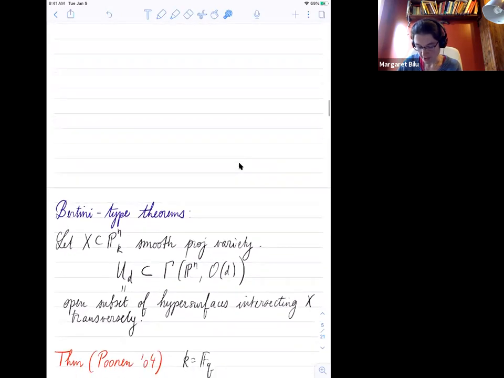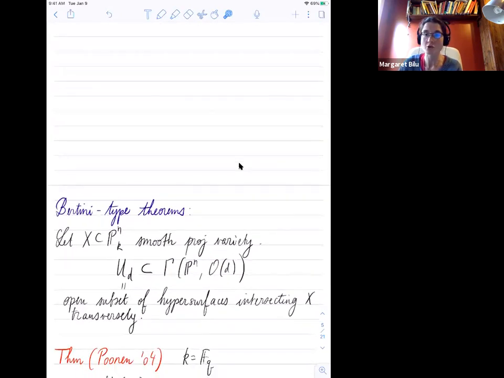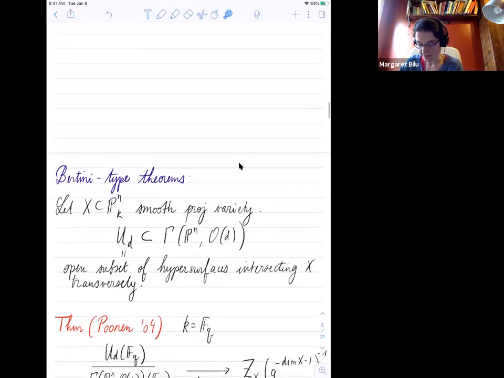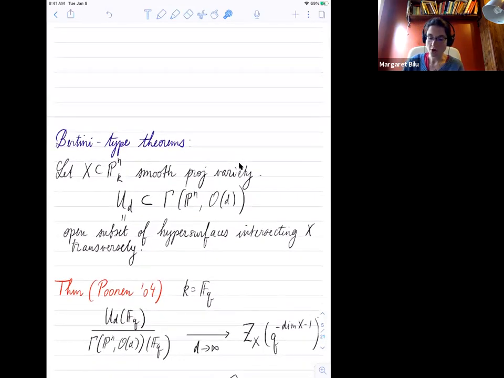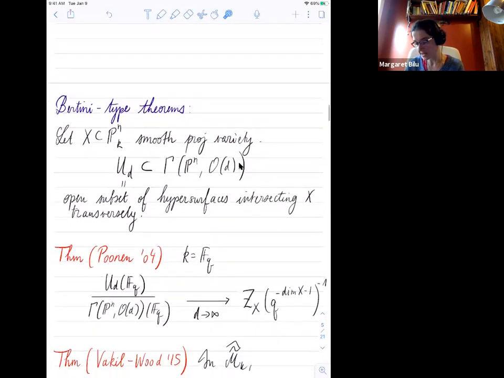So there's a theorem by Poonen, which is called in the literature the Bertini theorem over a finite field. So I assume that the base field is finite. And this is about point counts. So the proportion of hypersurfaces that intersect X transversely inside all of the hypersurfaces, as d goes to infinity, has a limit, and this limit is this nice special value of the zeta function of the variety X.